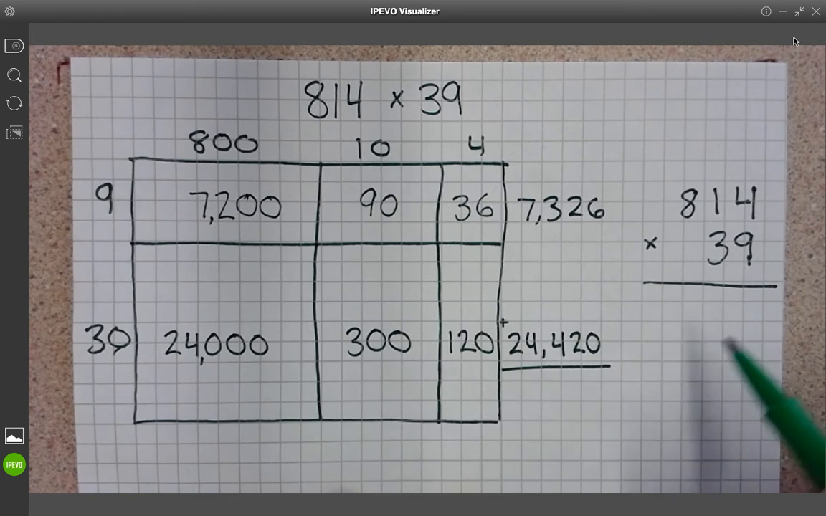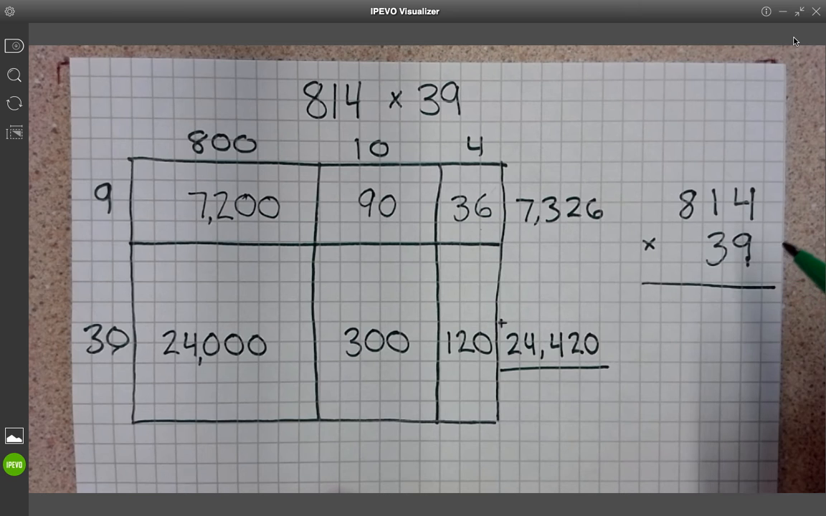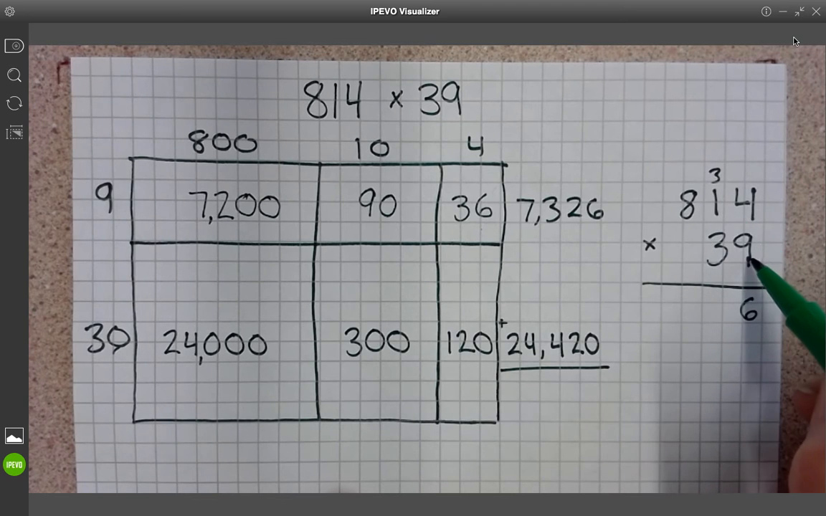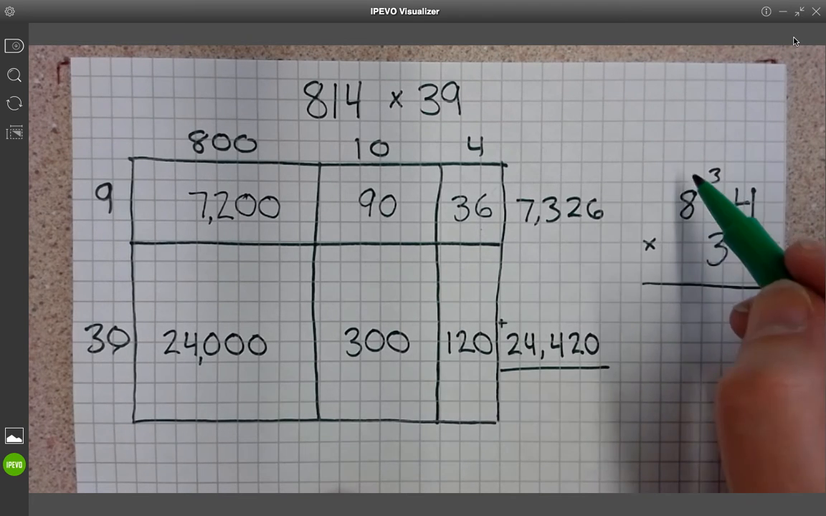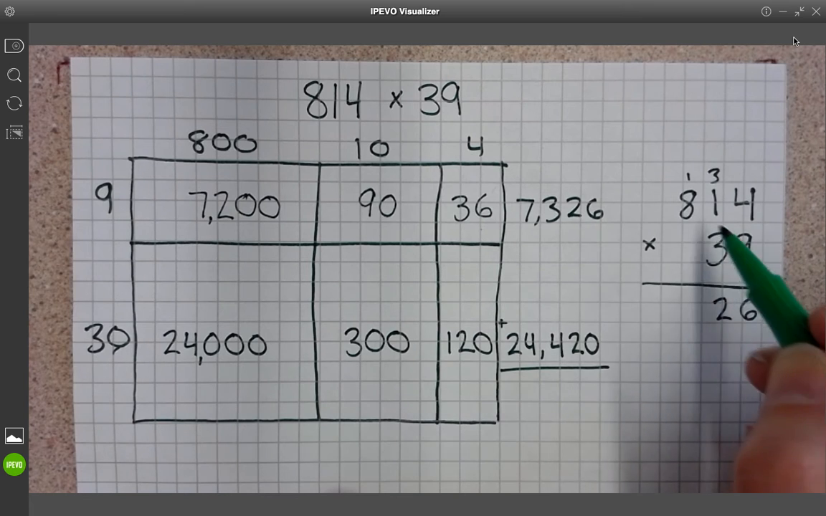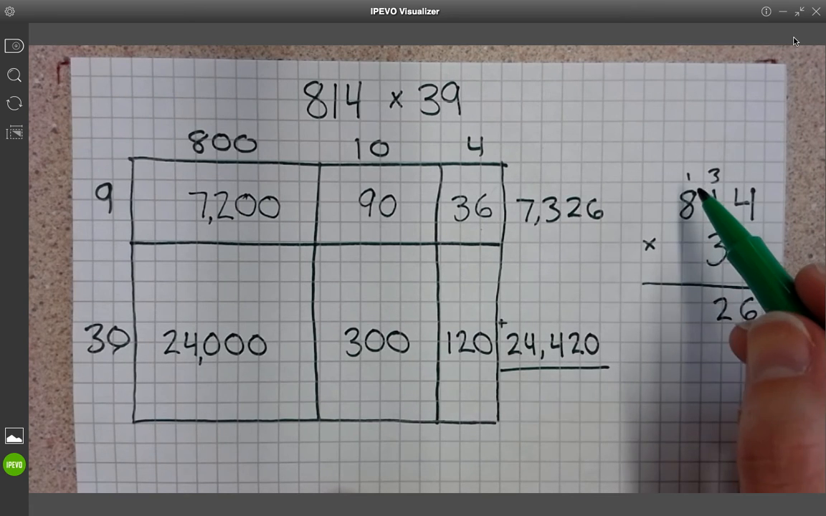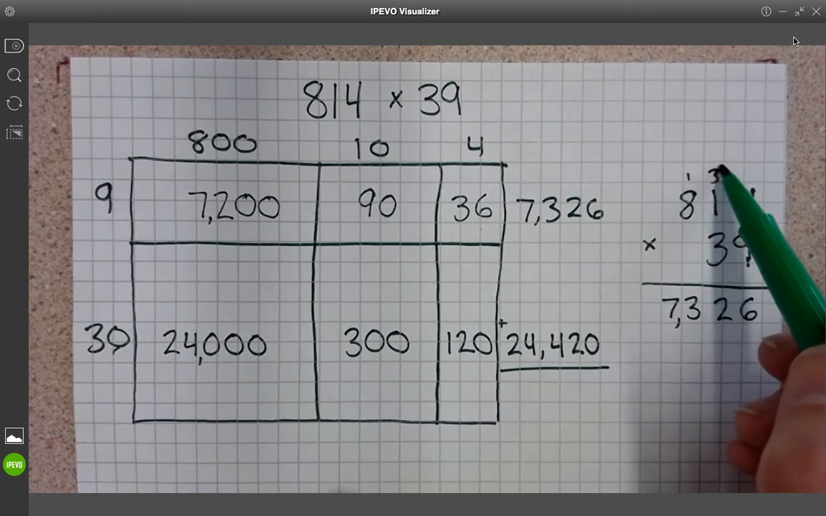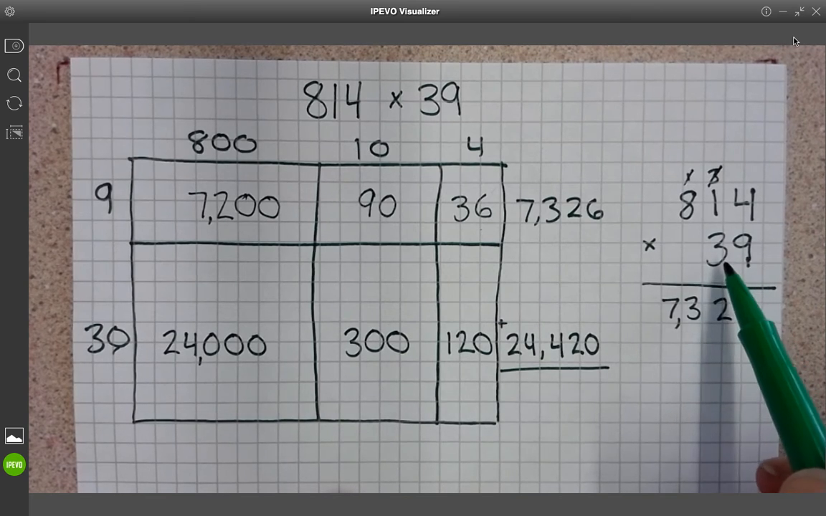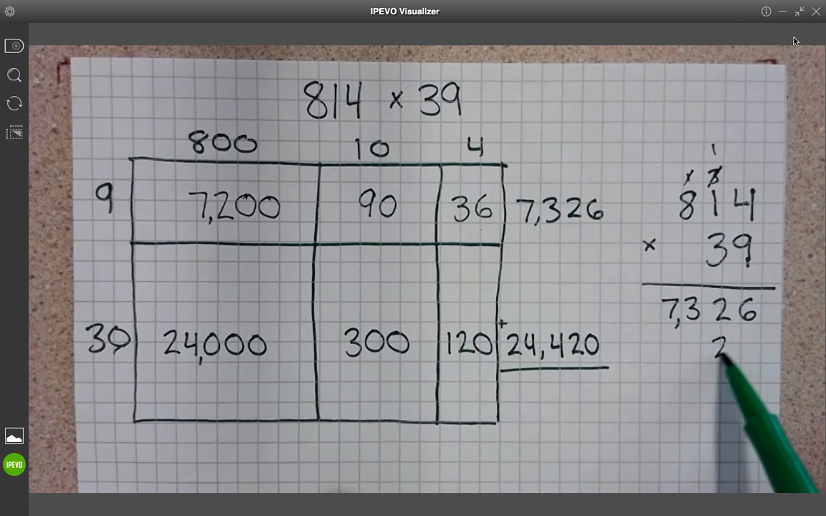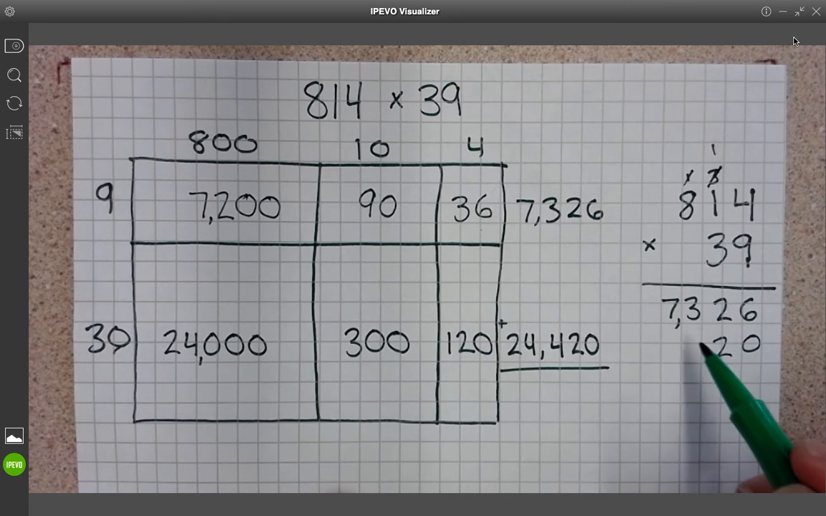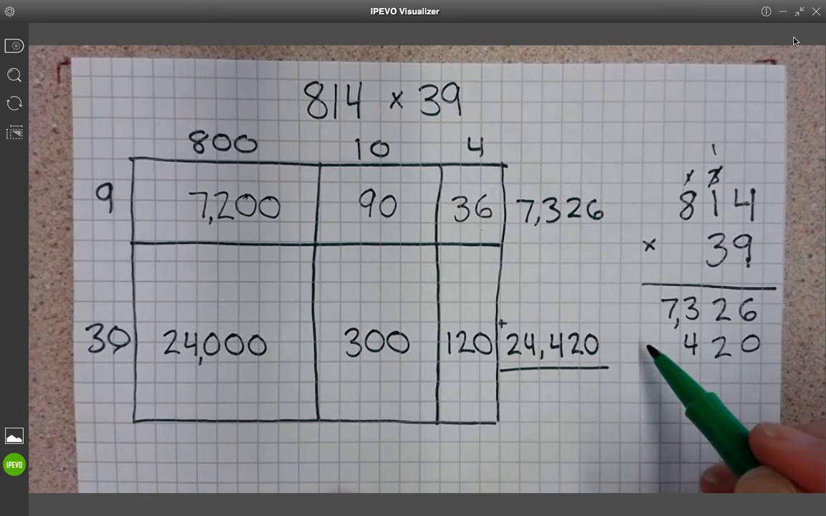I'm going to wait on adding this so I can go through and do my multiplication over here. 9 times 4 is 36. 9 times 1 is 9, plus 3 more is 12. 9 times 8 is 72, plus 1 more makes 73. I'll cross these off because I've already used these. 3 times 4 is 12, but I'm in my tens place, so I need to make sure that says 120, which is 30 times 4. 3 times 1 is 3, plus 1 more is 4. And 3 times 8 is 24.